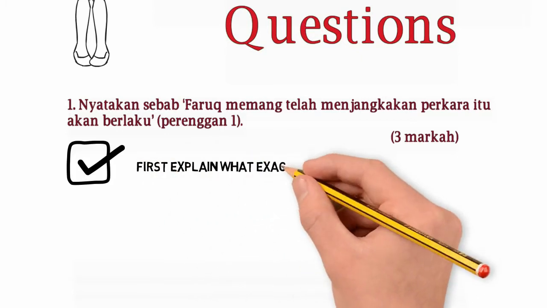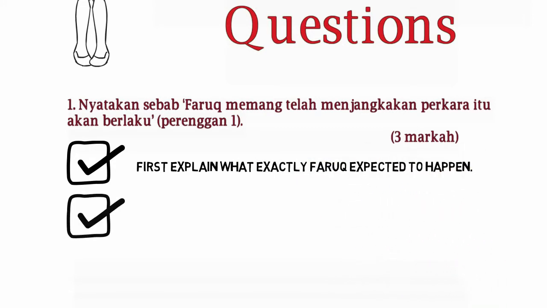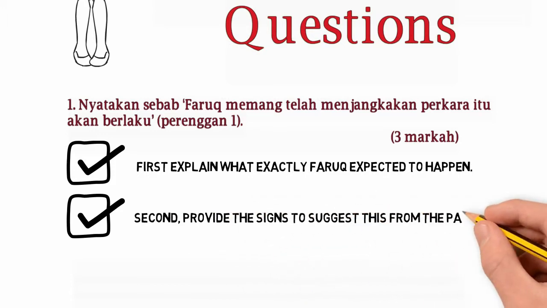First, explain what exactly Farouk expected to happen. Second, provide the sign to suggest this from the passage. This is the order.